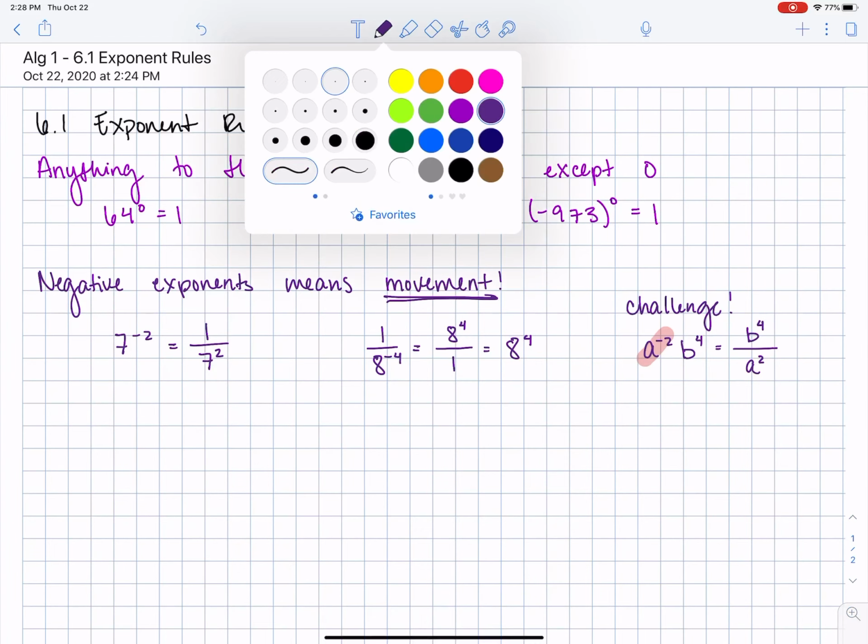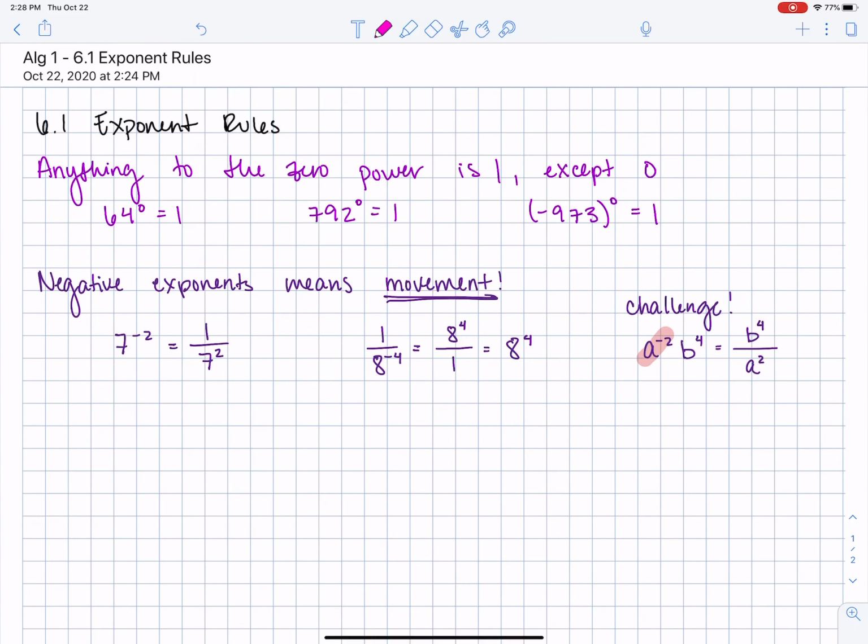I'm just going to add a little note here. We're going to say keep, because it's a positive exponent. All right, so you keep anything when it's a positive exponent, you don't move it, you move only your negative exponents.